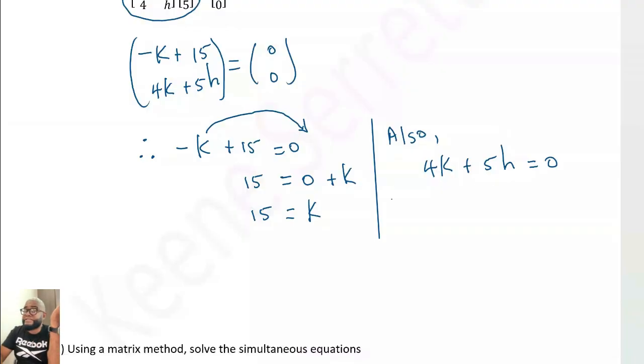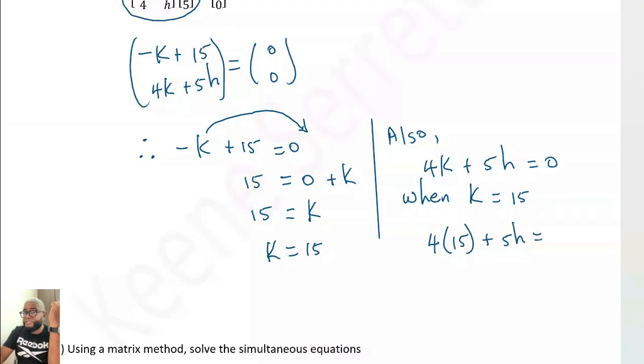Right. And I just found that k is equal to 15. Now I have 15 is equal to k, but it's the same as writing k is equal to 15, right, Caleb? Okay. So when k is equal to 15, what can I replace this k here with? 15, right? So it'll be 4 by 15 plus 5h is equal to 0. Y'all stay with me, eh? Watch it now. 4 by 15 is what? 60, right? So 60 plus 5h is equal to 0.